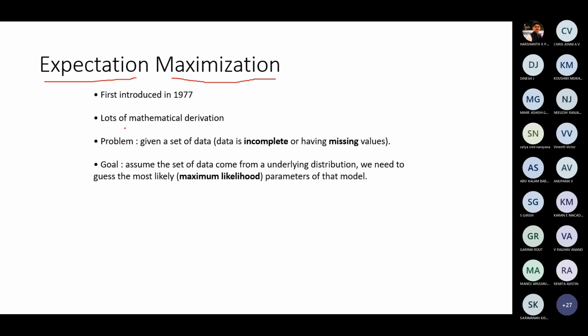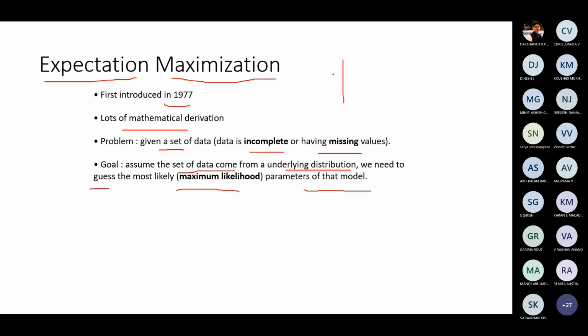It was first introduced in 1977, with lots of mathematical derivation. The problem given is that the data set is incomplete. Incomplete means what? Missing values. You have some records with values and some records with no values. Now what is the goal? The goal is to assume that the set of data comes from an underlying distribution from some model. We need to guess, and that guess should be the maximum likelihood parameter of that model.